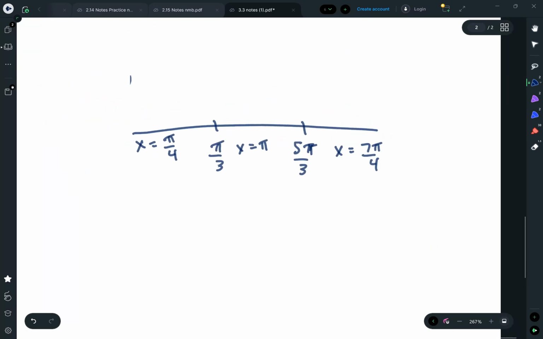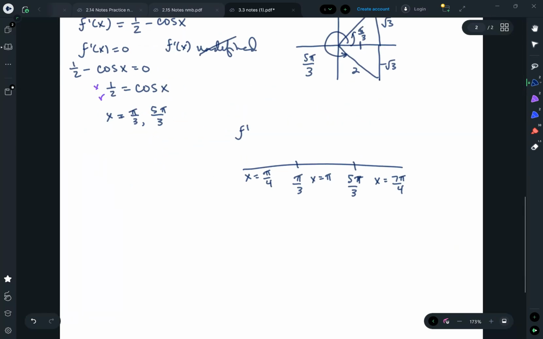Like 11 pi over 6. All right, so I've got to check some different values, and we're checking them in our first derivative. So when I'm checking pi over 4, that's going to be 1/2 minus cosine pi over 4. So let's go ahead and figure that out.